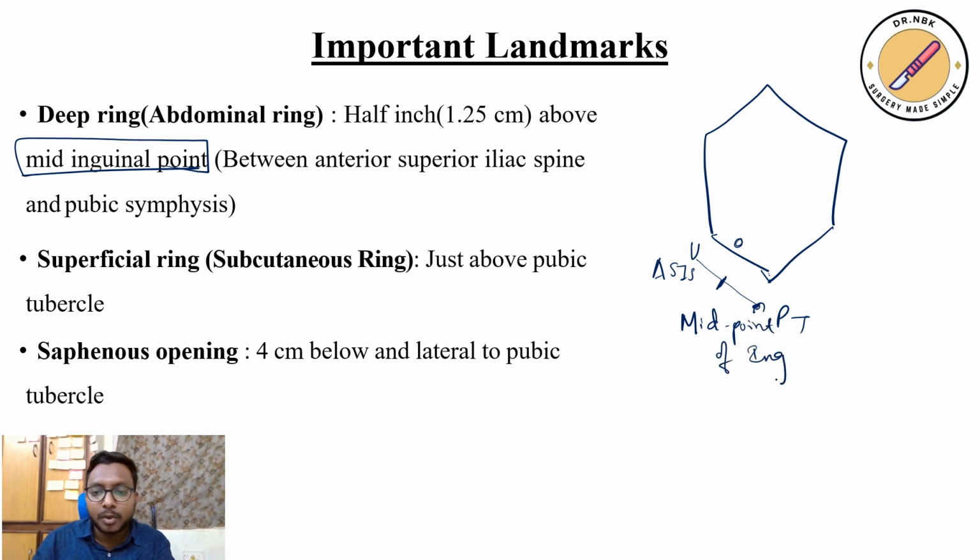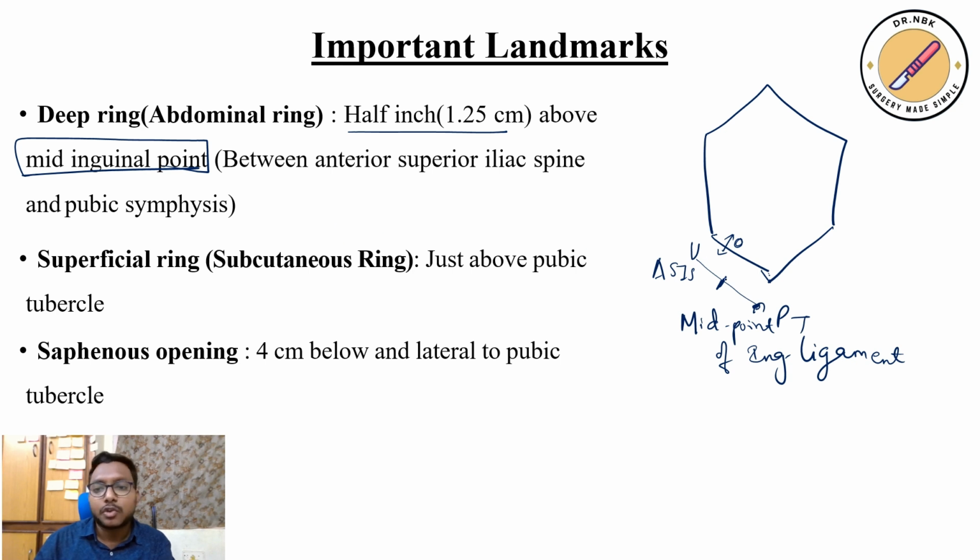Midpoint of inguinal ligament. That is one common question the examiner will ask you. So this is the mid-inguinal point. What is between the anterior superior iliac spine and the pubic symphysis? Between these two landmarks is called the mid-inguinal point. So where is the deep ring located? 1.25 centimeter or half inch above the mid-inguinal point.